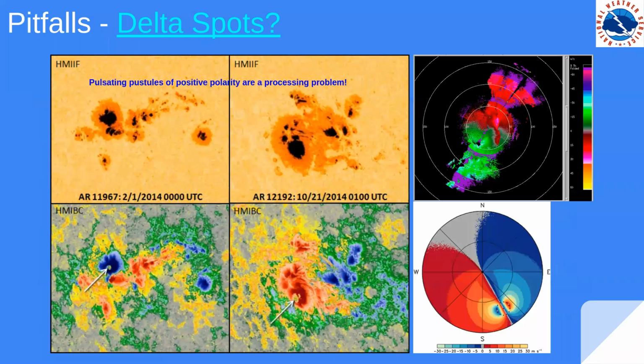So just a couple pitfalls. I got fooled. And you'll see, I like alliteration. So I said the pulsating pustules of positive polarity turned out to be a processing problem. I had to alert the forecasters of this. And you can see the arrows there. So we had regions that were appearing as delta regions, and it turns out they weren't delta regions. It was just where things were getting saturated.